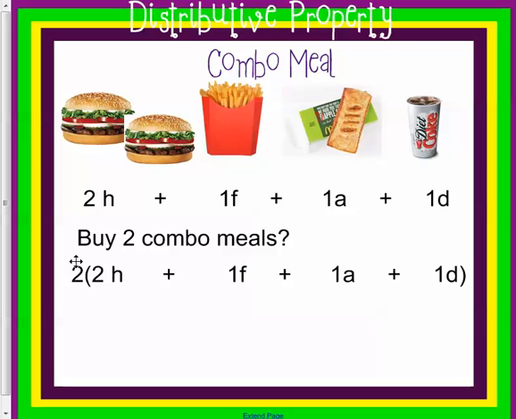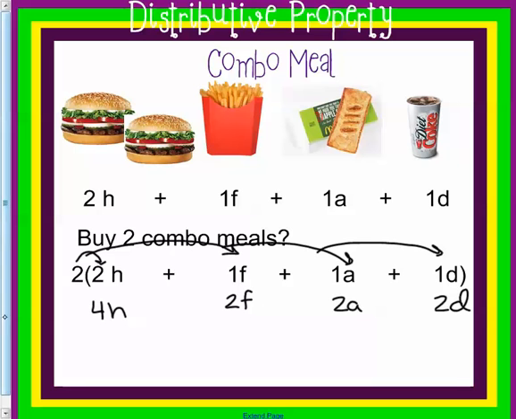This is similar to the distributive property. So you distribute your 2 to each and every item in this combo meal. So instead of having 2 hamburgers, now I have 4. Instead of 1 fry, I multiply my fry by 2 and I get 2 fries, 2 apple pies, and 2 drinks. Okay, so when you are distributing, you have to distribute the 2 to each and every item shown.